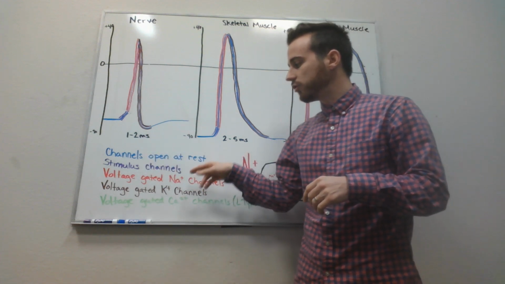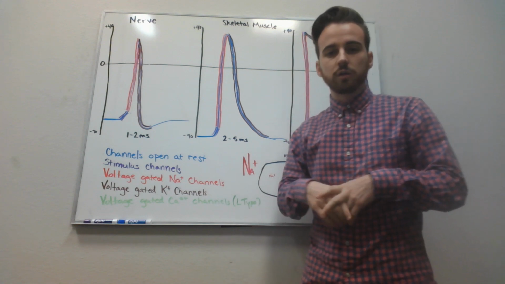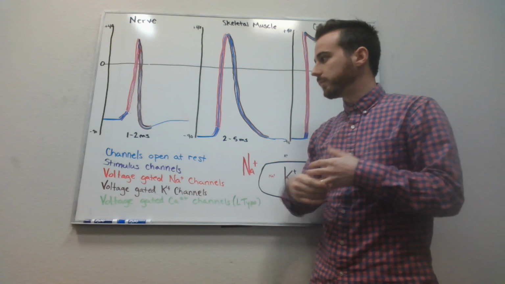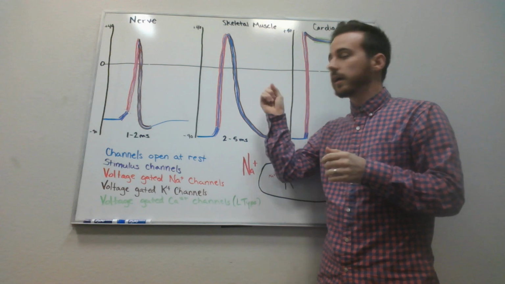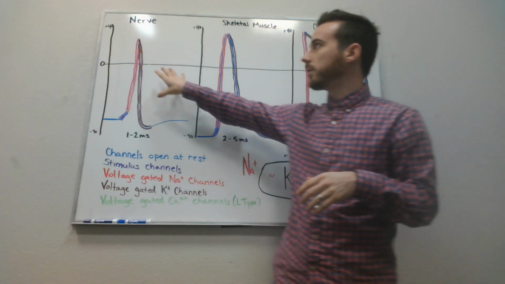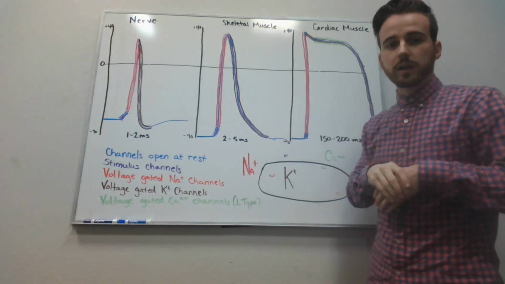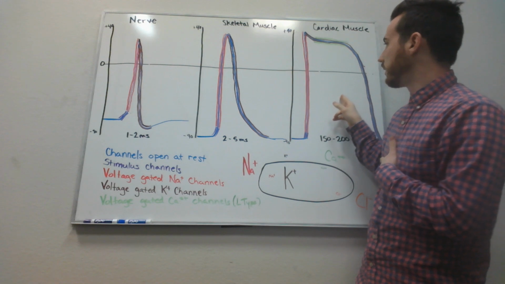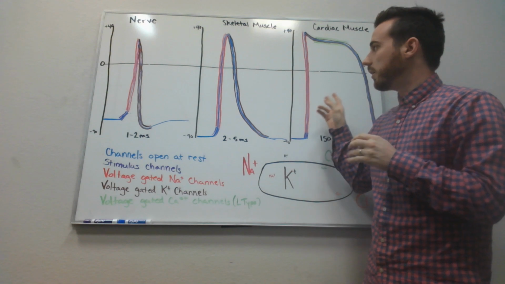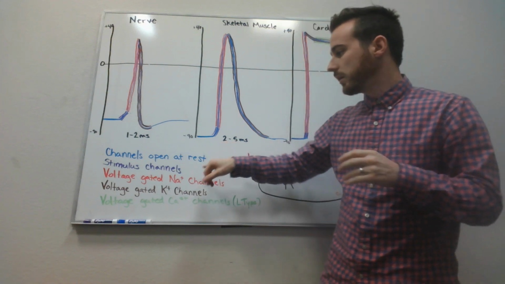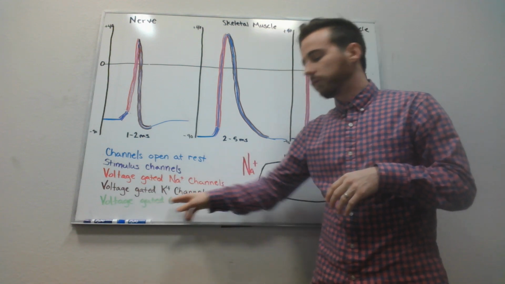Then we have our stimulus channels. Most often those are going to be ligand-gated channels or mechanically gated channels in the case of nervous tissue. In the case of skeletal muscle, you're going to have your acetylcholine receptors. You'll have some of that in nervous tissue as well. And in cardiac muscle, that is going to be gap junctions and other things like that that are going to carry the charge to the tissue, okay? And then we have our voltage-gated sodium channels, our voltage-gated potassium channels, and our voltage-gated calcium channels.